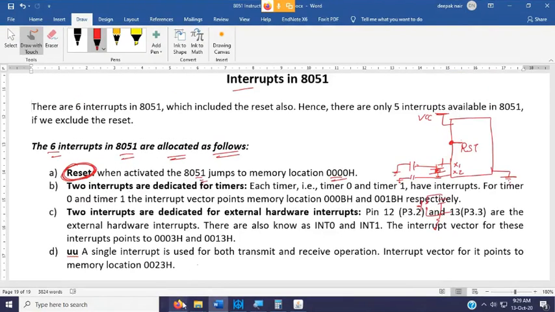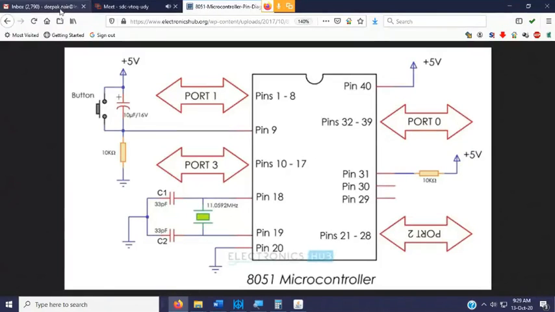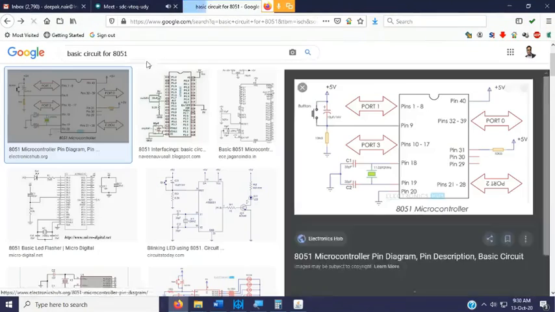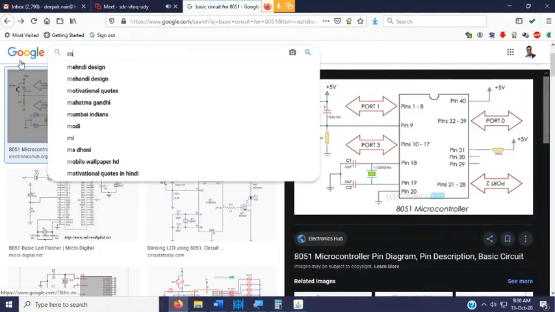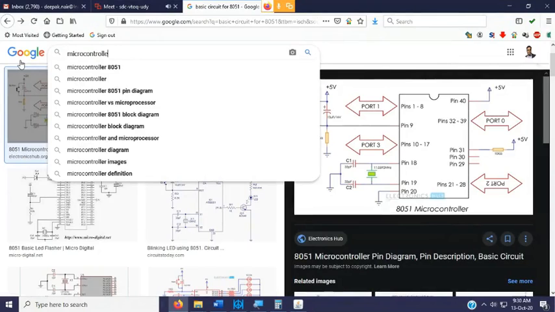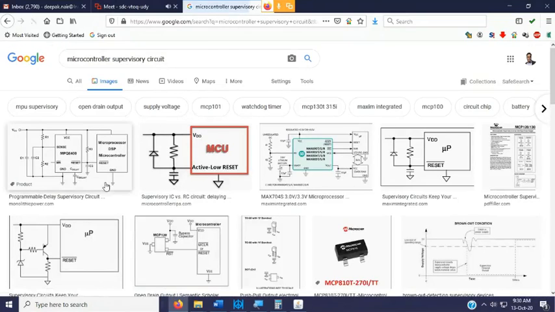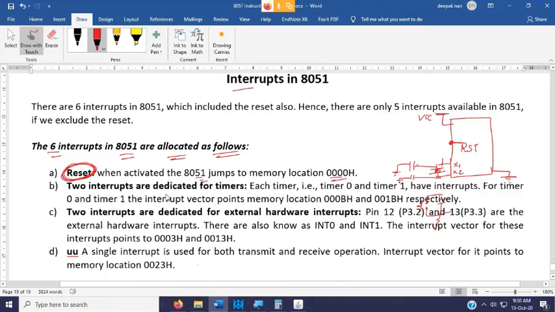Supervisory circuit, I think that's called supervisory circuit. Let me call it microcontroller supervisory circuit here. This one, supervisory circuit. It is called supervisory circuit for any microcontroller.